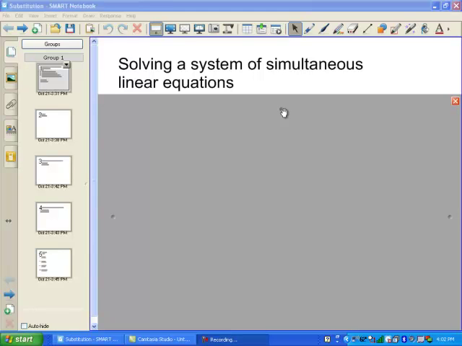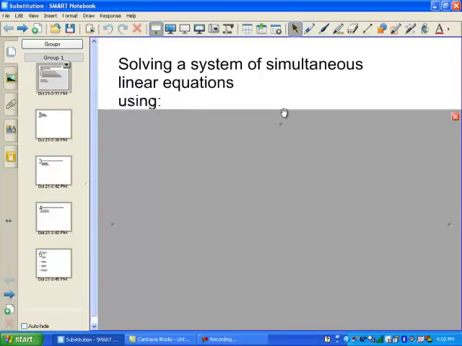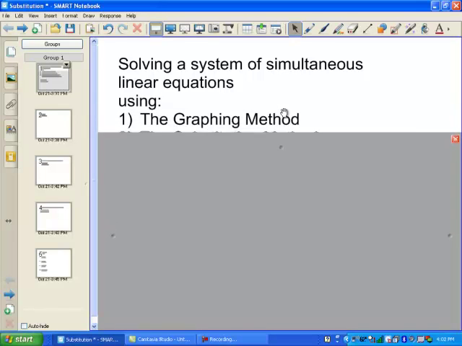So the purpose of this video is to help us to learn to solve a system of simultaneous linear equations in a new way. Today in class, we looked a little bit at solving a system of simultaneous linear equations using the graphing method, and we'll return to that again next week to brush up our skills.